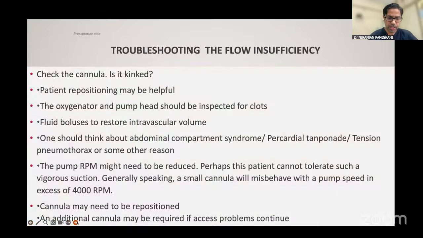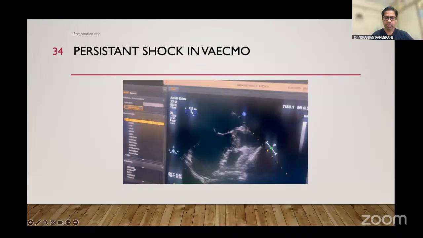Then one more problem is persistent shock. This is one more problem which is mostly encountered in VA ECMO. Like persistent desaturation in VV, persistent shock in VA is a problem. So the patient was in cardiogenic shock. We started VA. Now this patient is having shock and not improving. I would like to discuss this.